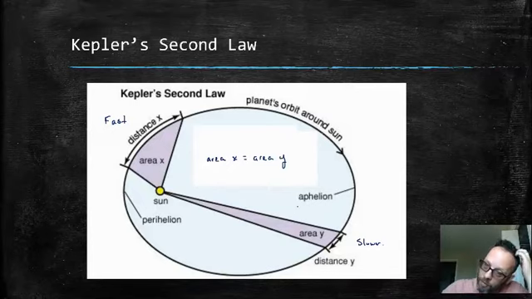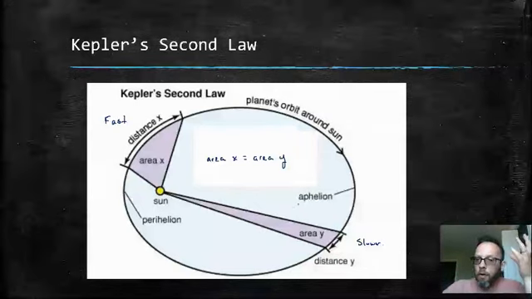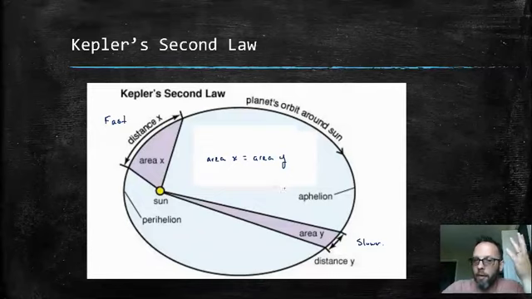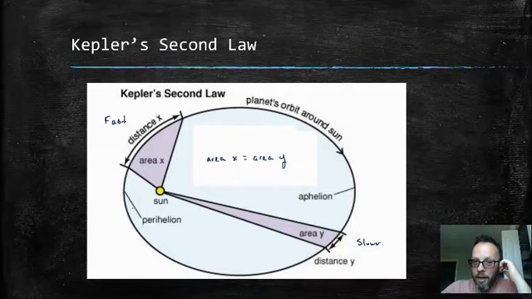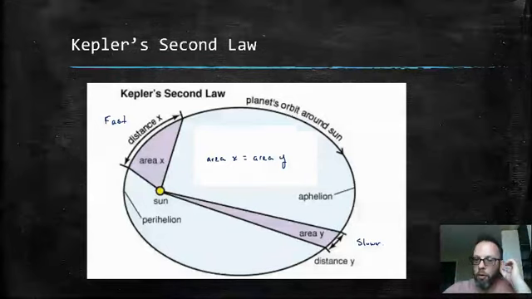Now, again, this does contradict our uniform circular motion idea if we want to treat a planet as a satellite. However, as we saw for Earth, the Earth's orbit around the sun is an ellipse, but it's pretty close to a circle. So yes, the Earth does move faster when it gets closer to the sun, and it's slower when it gets far away. But the speed for the Earth doesn't change very wildly, because the ellipse for the Earth is pretty close to a circle.